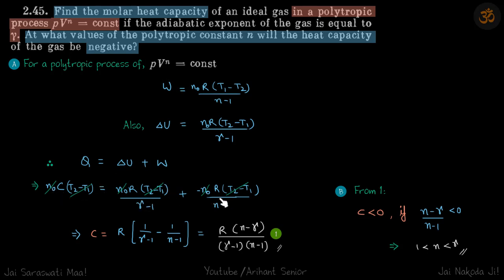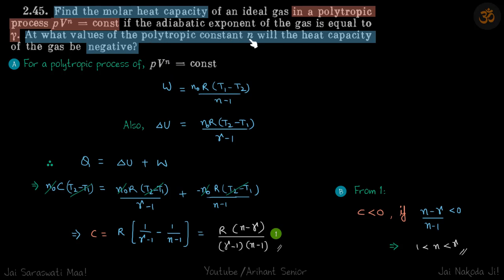So for delta U and W, we just put in the values, and we'll see n₀ delta T gets cancelled everywhere, and we'll be left with C = R[1/(γ - 1) - 1/(n - 1)], which simplifies into this. So this is the molar heat capacity of any polytropic process of this form.